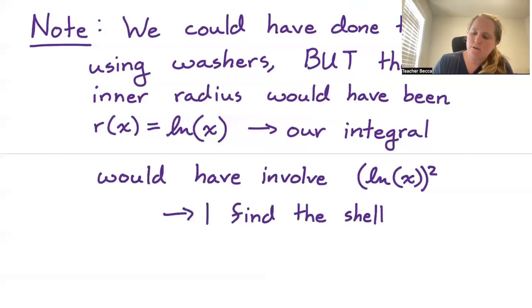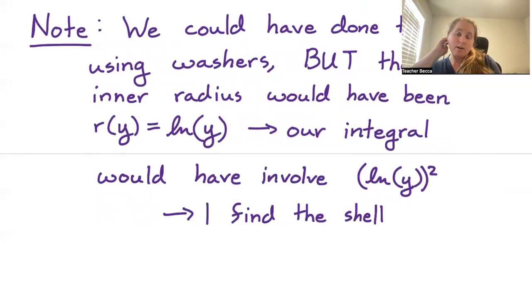Sorry, it would have been a natural log of y squared. It should have been r of y, a natural log of y. So for washers, for this case, we would have been using dy. Inverse of e to the x, we would have been looking at natural log of y. So we would have had natural log of y squared. Again, I find the shells easier in this case.